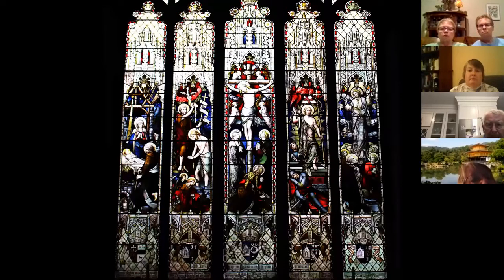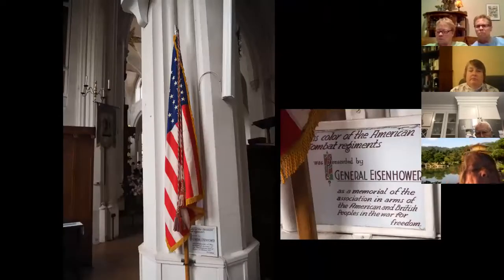The large stained glass windows show scenes from the life of Jesus. Going from left to right here, it's Jesus' birth, baptism, crucifixion in the center, resurrection, and ascension. At the back, an American flag is displayed near the entrance. These are the colors of the American Combat Regiment, which was given to them by Dwight David Eisenhower, which they keep on permanent display.